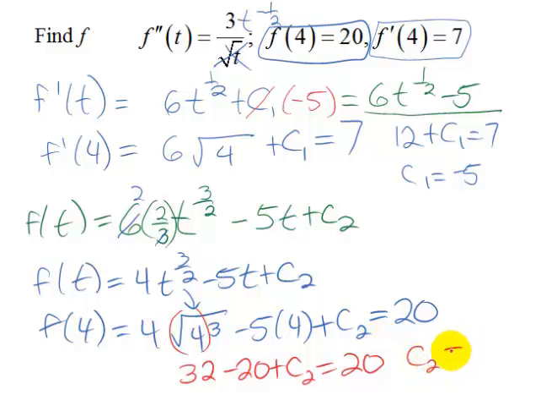So it looks like c sub 2 equals, when I combine these I get 12, subtracting it from the other side I get 8. So our function is going to be 4t to the 3/2 minus 5t plus 8.